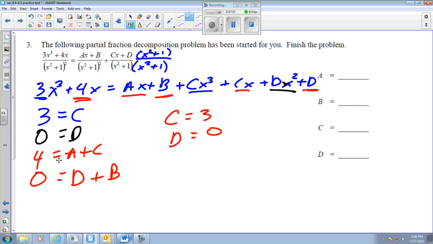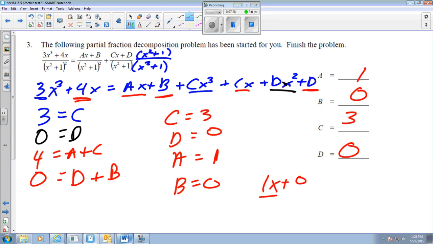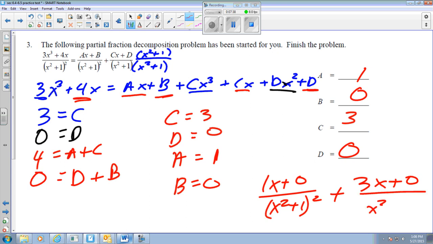So with that, we know that if c is equal to 3 and d is equal to 0, then a plus 3 has to be equal to 4, so a has to be 1, and b has to be 0. So we know that a is 1, b is 0, c is 3, and d is 0. And if we were going to write the fractions, we would write 1x plus 0 over x squared plus 1 squared plus 3x plus 0 over x squared plus 1.